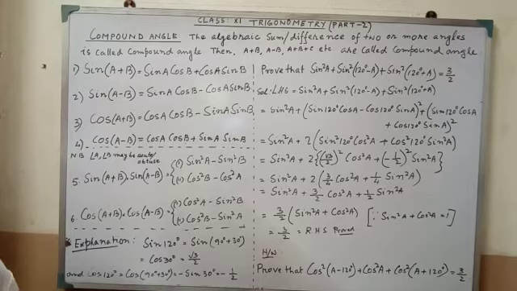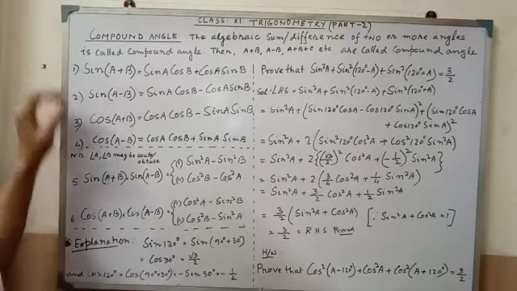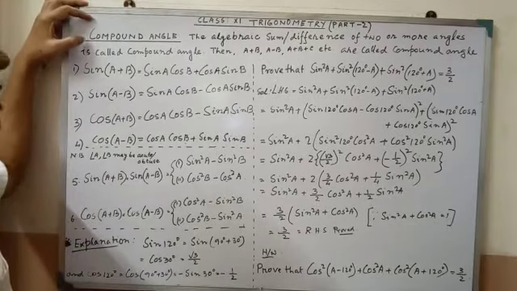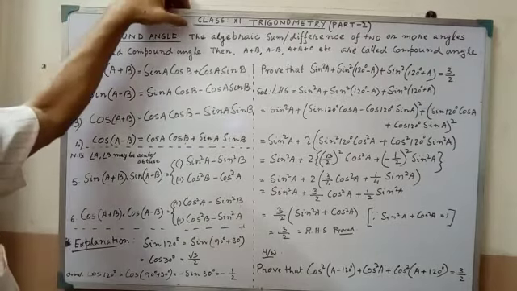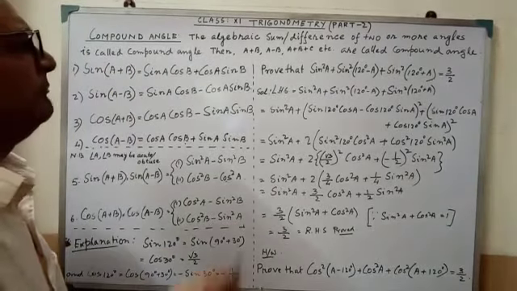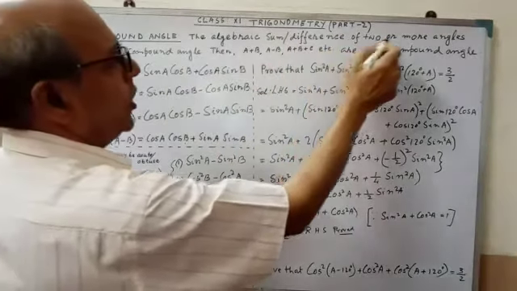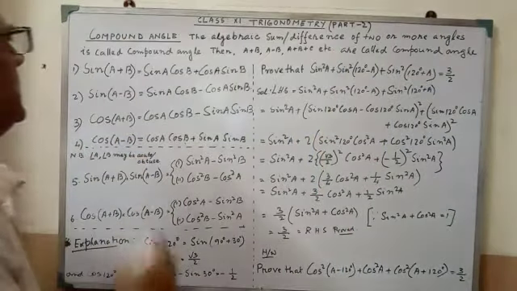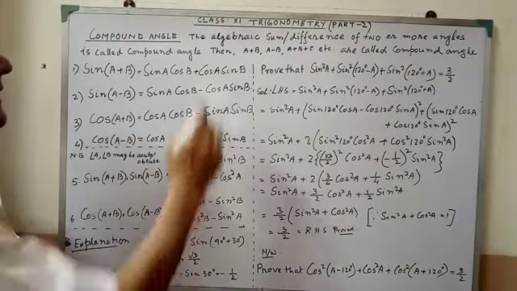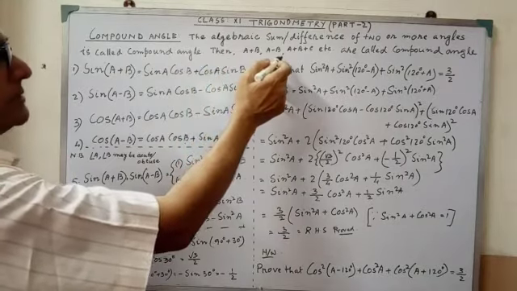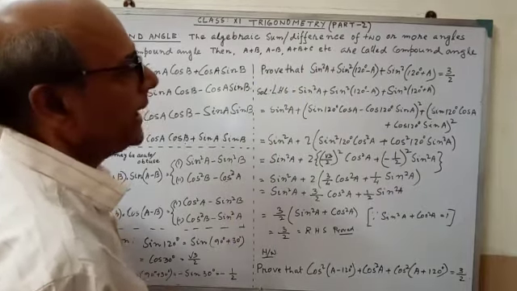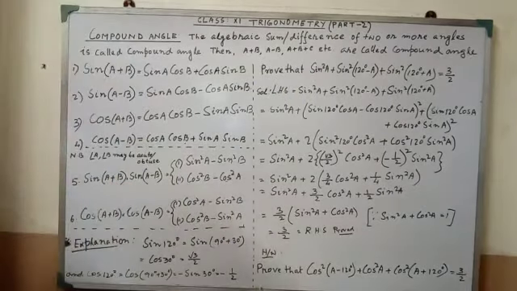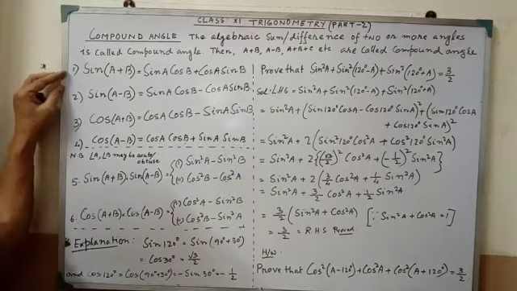Today, trigonometry part 2. In trigonometry part 2, we will discuss compound angles. What is a compound angle? The algebraic sum or difference of two or more angles is called a compound angle. Then A plus B, A minus B, A plus B plus C, etc. are called compound angles. On compound angles, there are four theorems.